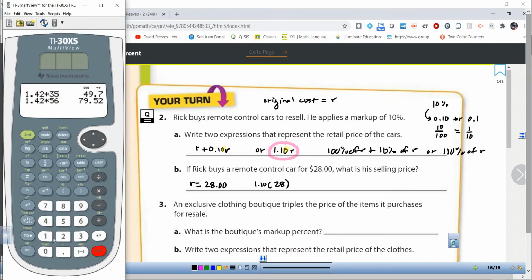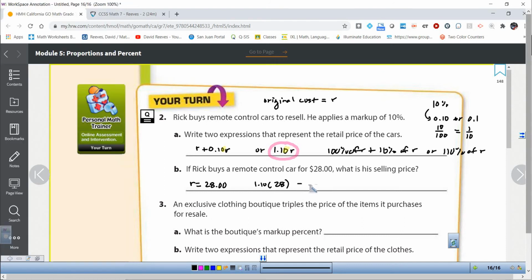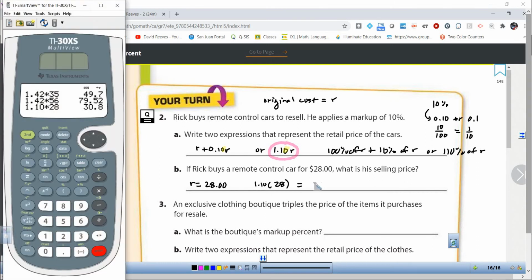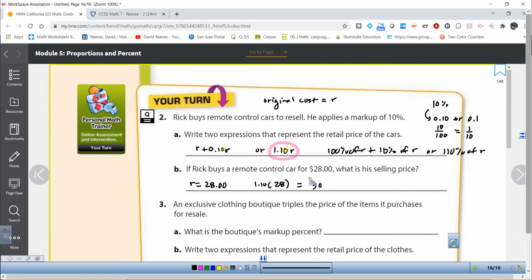Got it? So here we go. I'm going to go 1.10 for 110% of. Remember, of tells me to multiply 28. And what do I get? I get 30.8. But remember, guys, this is money. 30.8 is going to be $30.80. We're always going to go 2 decimal places.